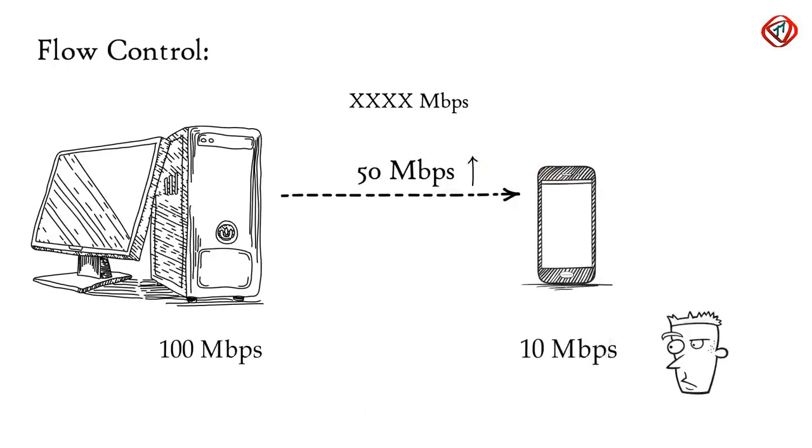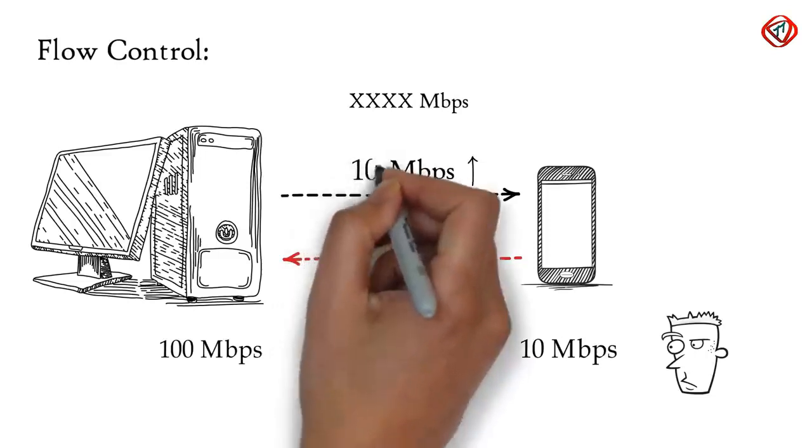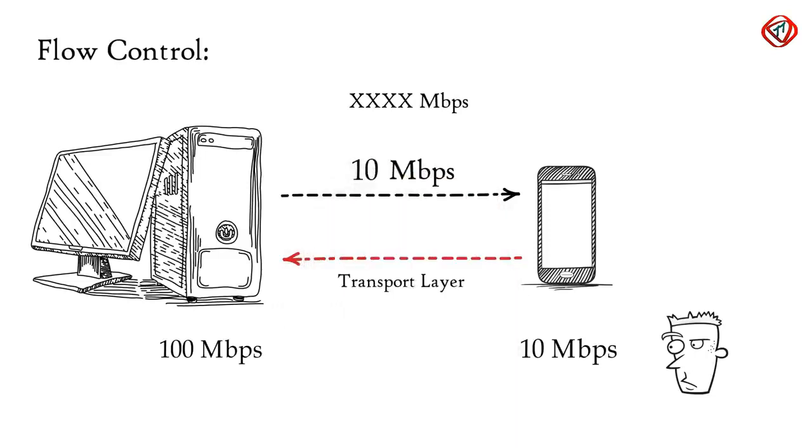So mobile phone with the help of transport layer can tell the server to slow down data transmission rate up to 10 Mbps so that no data gets lost. Similarly, if server is sending data at 5 Mbps, mobile phone tells the server to increase data transmission rate to 10 Mbps to maintain system performance.